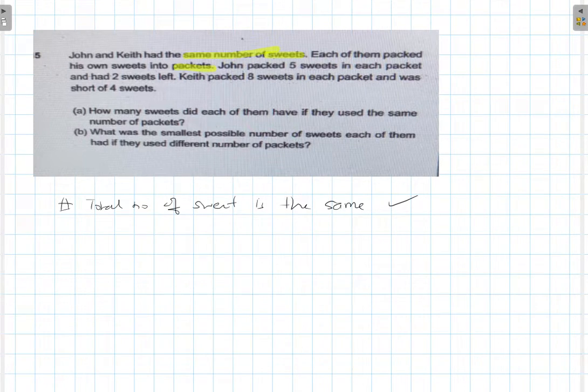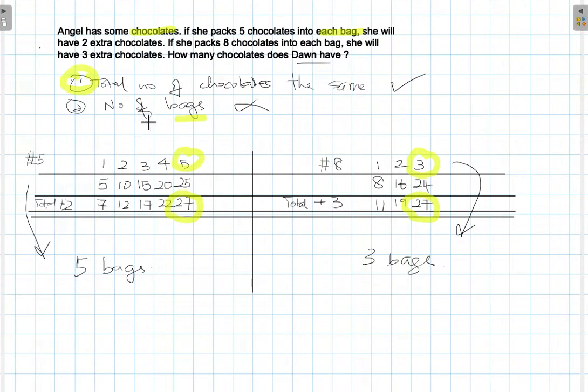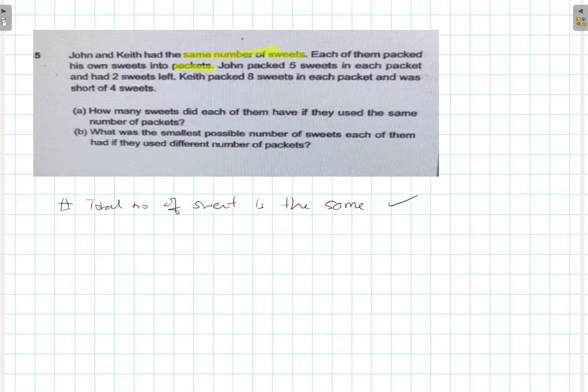So I know that, you see, it's very similar to this question, right? I know that the number of packets is different because they packed differently now. So number of packets is different. So this is not the same. But then another thing very interesting. Now it's asking you how many sweets did each of them have if they use the same number of packets. Or this condition changed already. For this condition, you count the same number of packets.